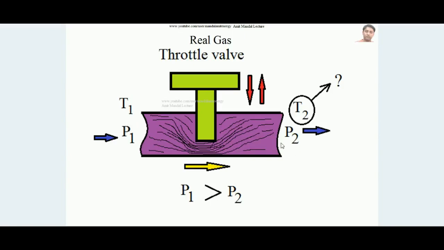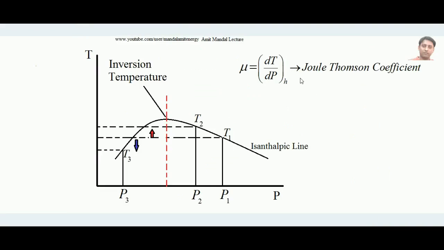Suppose a real gas is entering this throttle valve. This is a restricted passage with pressure P1, and finally the pressure becomes P2, which is lower. At the inlet the temperature is T1 and at the exit the temperature is T2. So if a real gas is throttled, then after throttling its temperature can rise, fall or remain constant. You can see anything can happen, only with a real gas. So how do we find out what will happen to that gas after throttling?